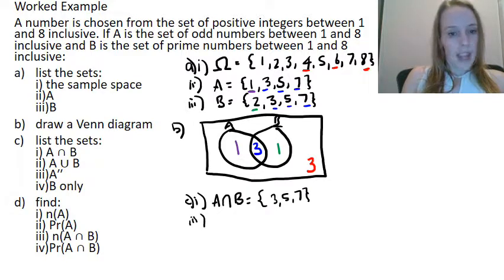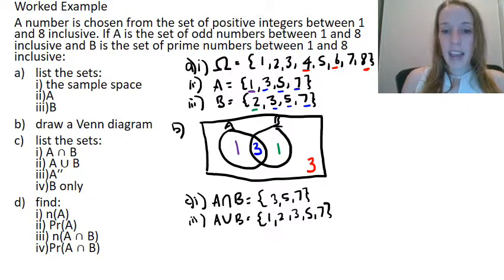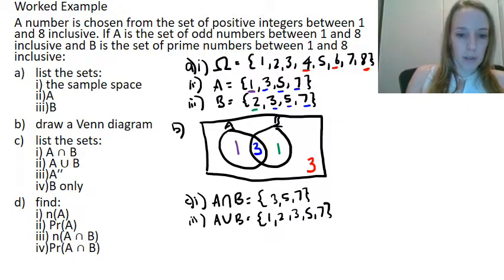Okay, our next one is the union of A and B, so that means the numbers that are found in A or B or both. That will be 1, 2, 3, 5, and 7, because 1 is found in A, 2 is found in B, and 3, 5, and 7 are found in both.